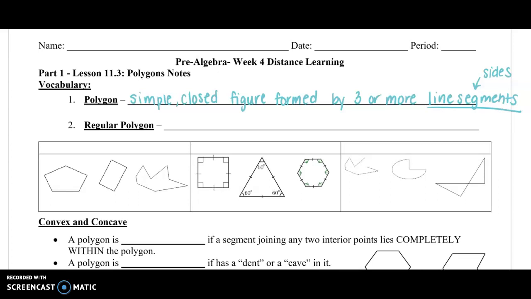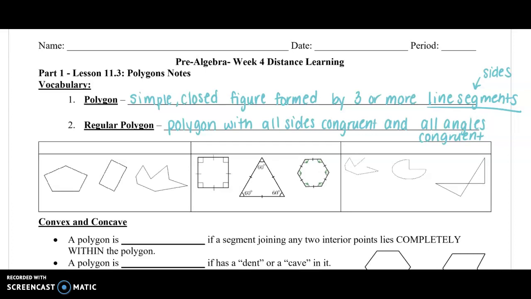So then underneath polygons, there's a more specific type of polygon, and that is a regular polygon. And this is a polygon, obviously it's a polygon, with all sides congruent and all angles congruent. Remember, congruent just means equal. So all the sides are equal, all the angles are equal. If you have that, then you have a regular polygon.